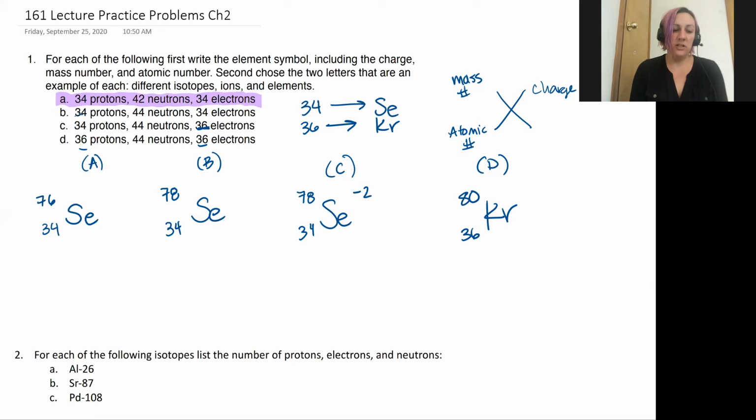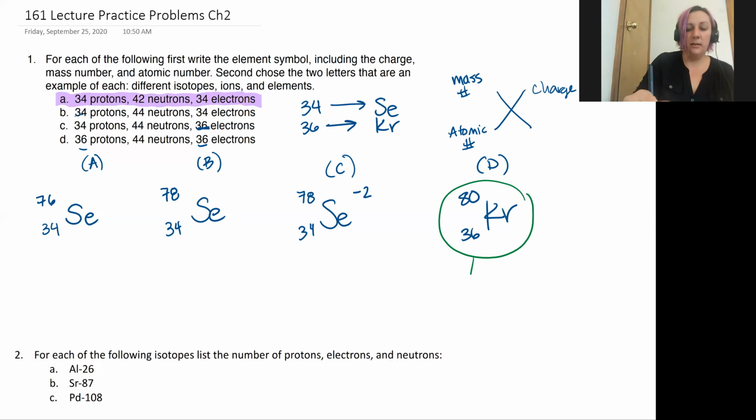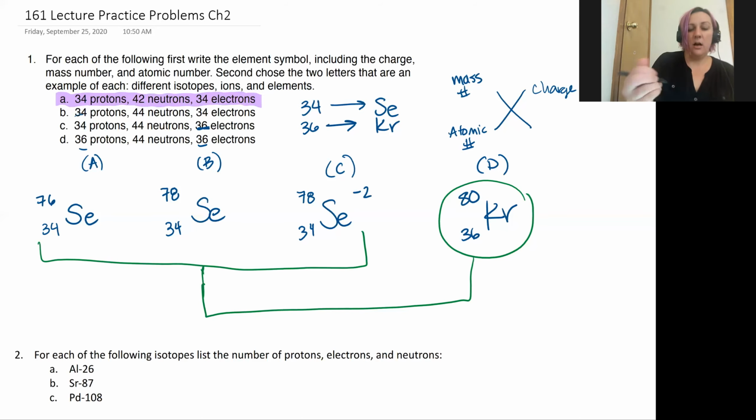Now the question is, which ones represent 2 different isotopes, 2 different ions, and 2 different elements? So when I'm looking for 2 different elements, let's start with elements. I'm looking for something that's going to have different symbols. And so for this one, it's really krypton, and any of these are different elements.